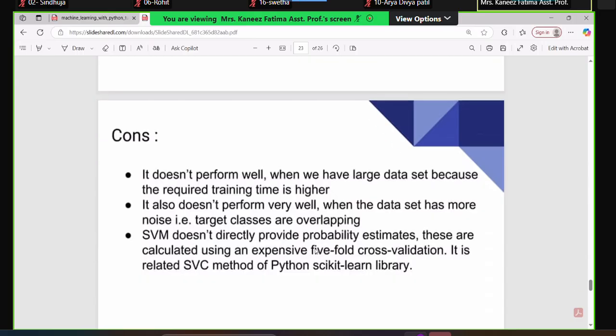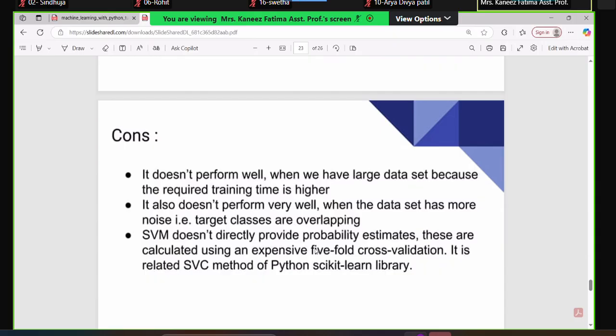Cons, that is, what are the problems? It does not perform well when we have a large data set because of the required training time. When we have a large data set to classify, from low to high dimensional data, it becomes a very difficult problem to analyze the categorization of the data, because we have some dimensions and the number of sample data points will be more.